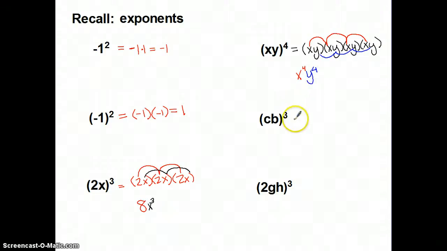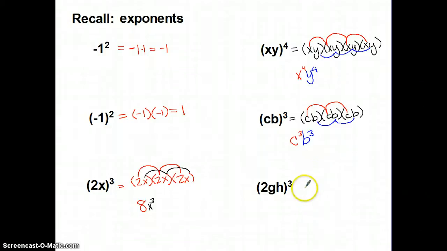Similarly with the one below, I have cb all raised to the third. So cb is going to be multiplied by itself 3 times. Multiplying the c's together, c times c times c is c to the third power, while b times b times b is b to the third power.